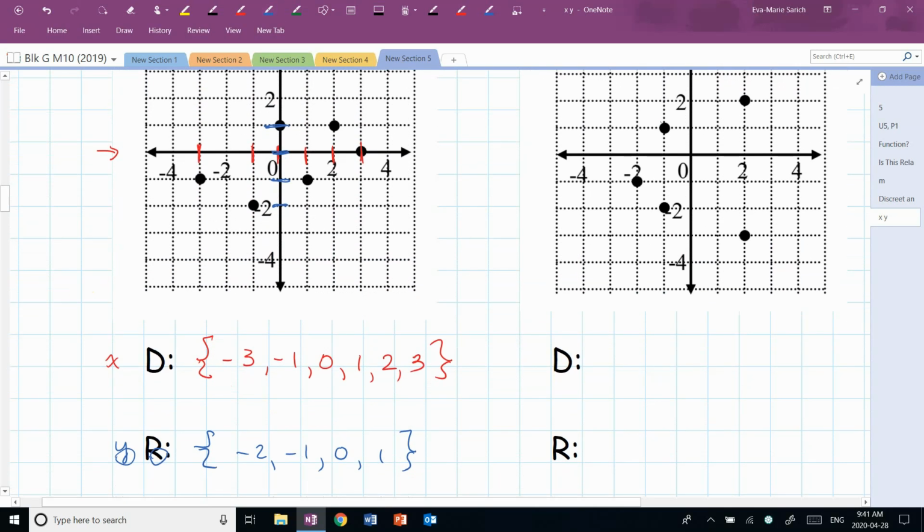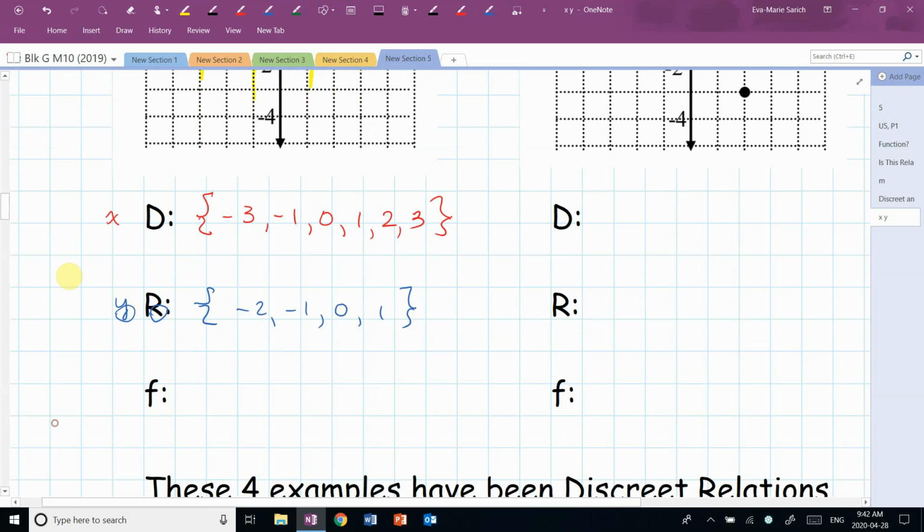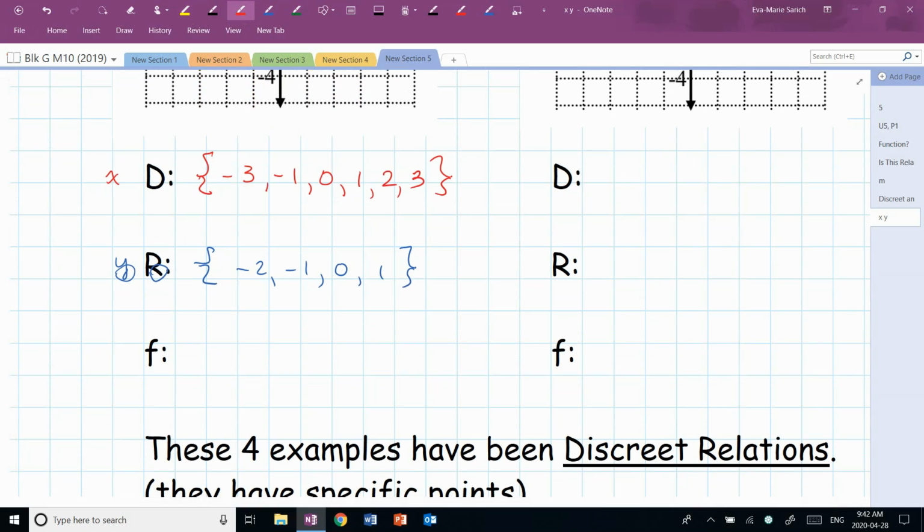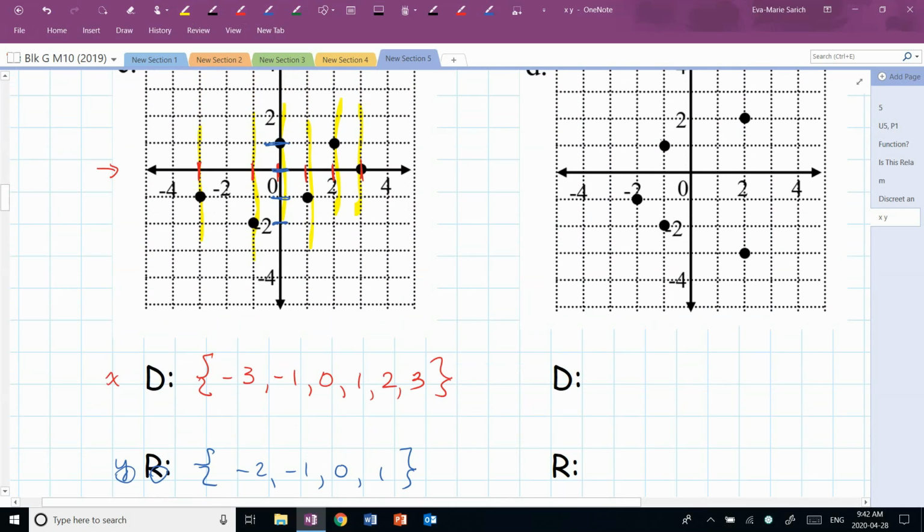Now, on a graph, it's easy to determine whether this is a function or not. Remember, we're looking for our vertical line test. So going up and down, do we have more than one point that we cross on the vertical line? No, so this, yes, is a function. Okay, let's go to our second example.